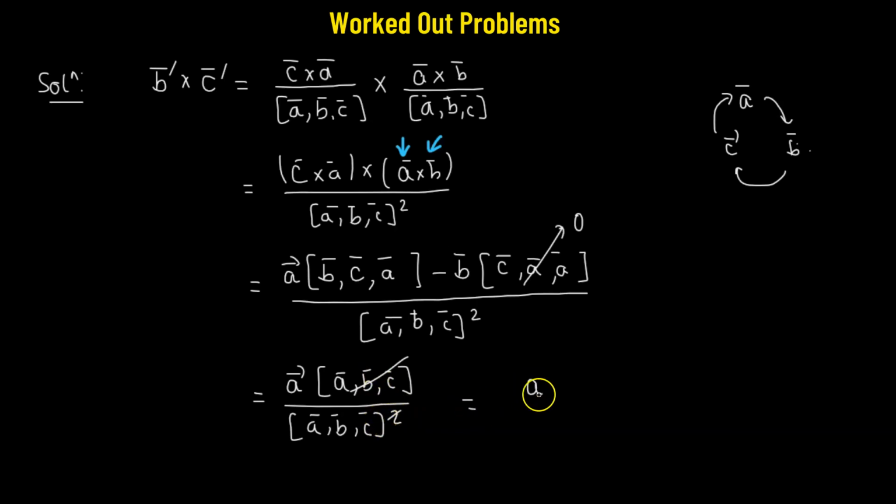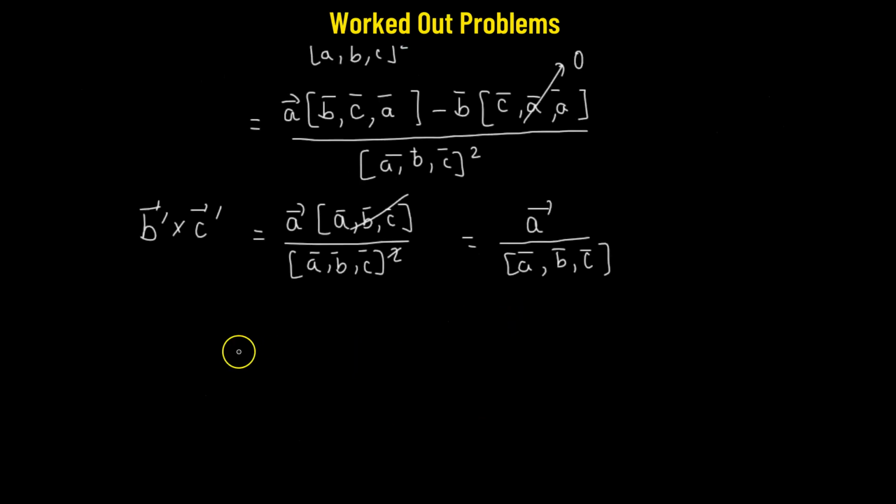So this leaves us with vector A divided by A, B, and C. So this is the value for the cross product between vector B prime and C prime. So let's cross multiply. Cross multiplying will give us vector A equals B prime crossed with C prime, multiplied by vector A, vector B and vector C.